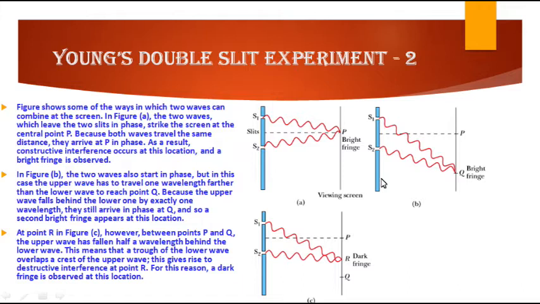Now see figure C. At point R in figure C, between P and Q, the upper wave has fallen half a wavelength behind the lower wave. This means that a trough of the lower wave overlaps a crest of the upper wave. This gives rise to destructive interference at point R. For this reason, a dark fringe is obtained at this location.